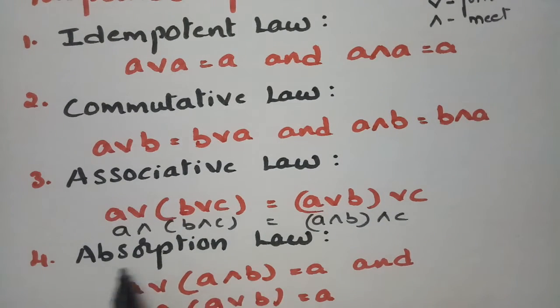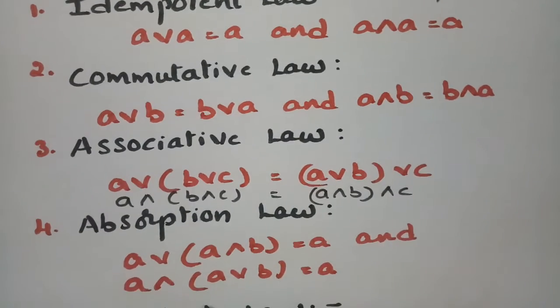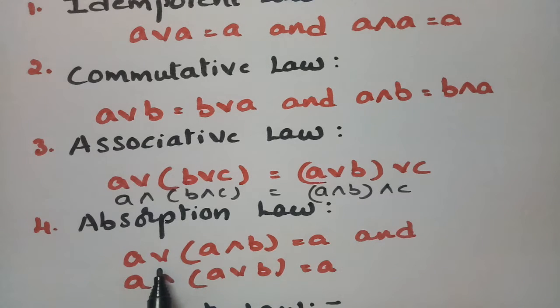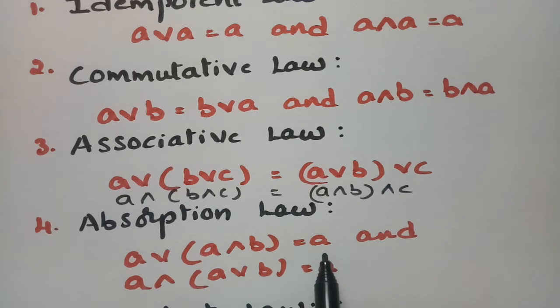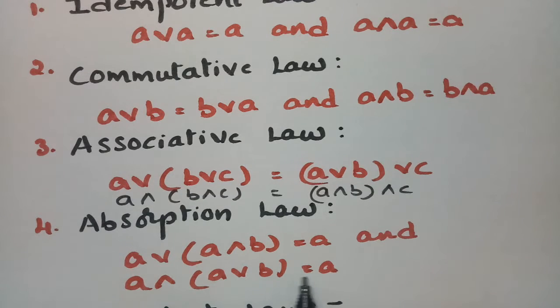And next one, the absorption law. According to the absorption law, A join (A meet B) is equal to A, as well as A meet (A join B) is also equal to A. So these are the major, most important properties of lattices. And now I am going to show the proof of these.